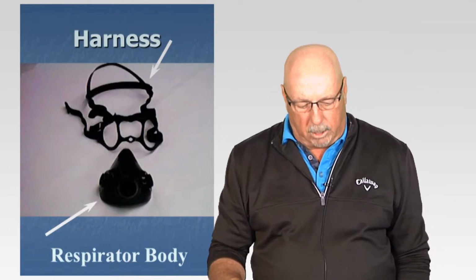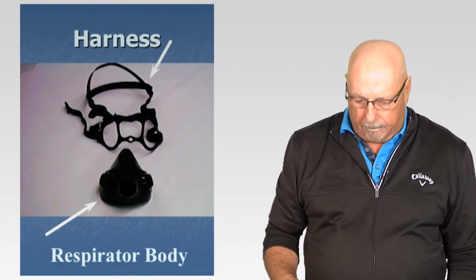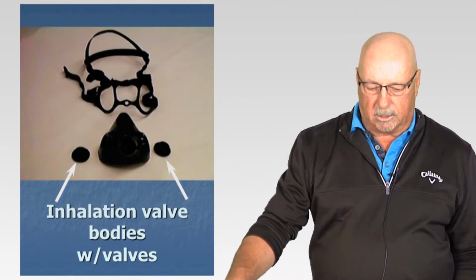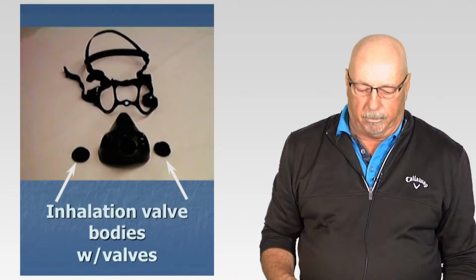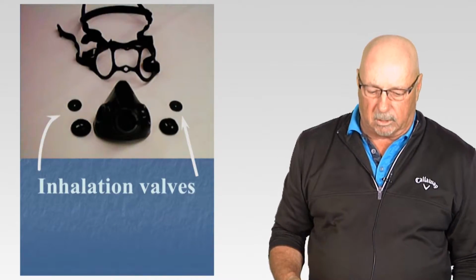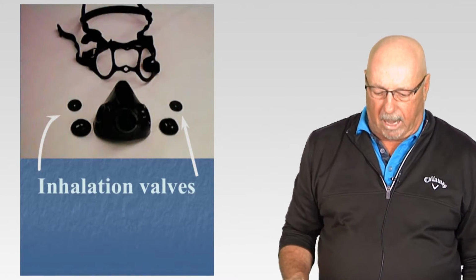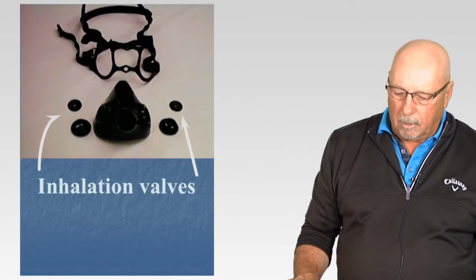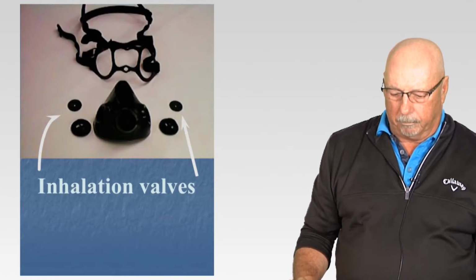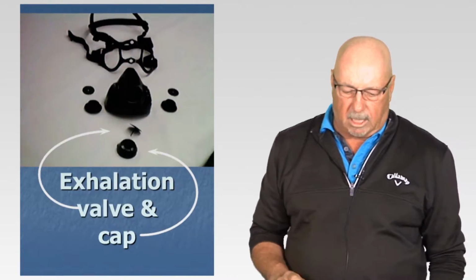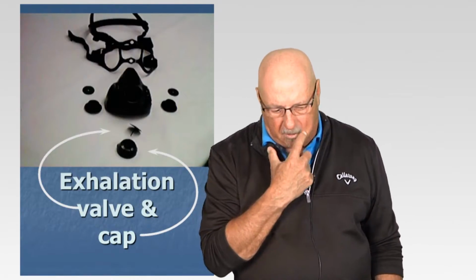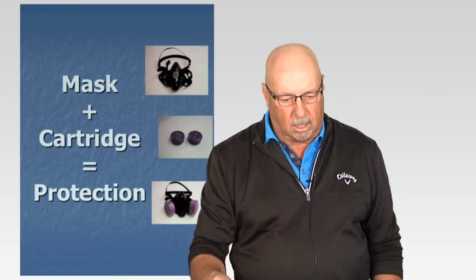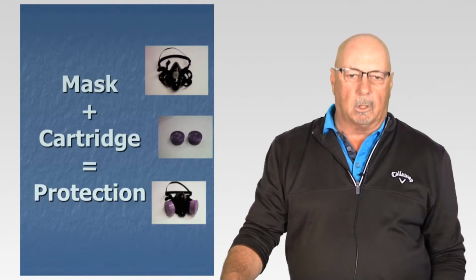But it'll have a harness, and it'll have the respirator body of it, and inside of it, it will have inhalation valves that are very important to the respirator. And they have little valve covers, again, that are an important component. And then you'll have an exhalation valve. That's where the exhaled air is going to leave the respirator. And it'll have a cap and a cover. And then it's going to have cartridges.